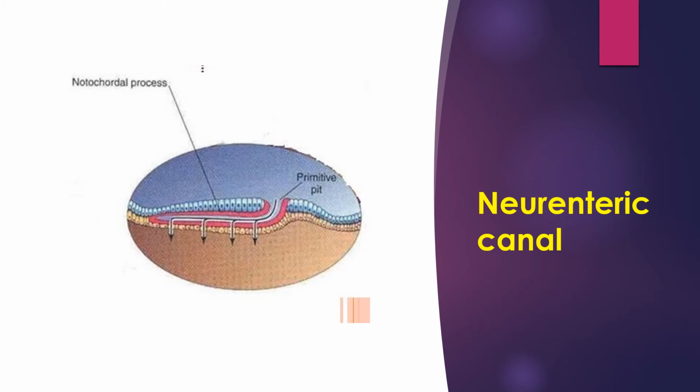So in the primitive pit, this primitive pit will extend towards the cephalic part and then it forms a canalized structure which is called a neuroenteric canal. So at the time of the formation of the neuroenteric canal, the endodermal cells will disintegrate and we can see the neuroenteric canal.